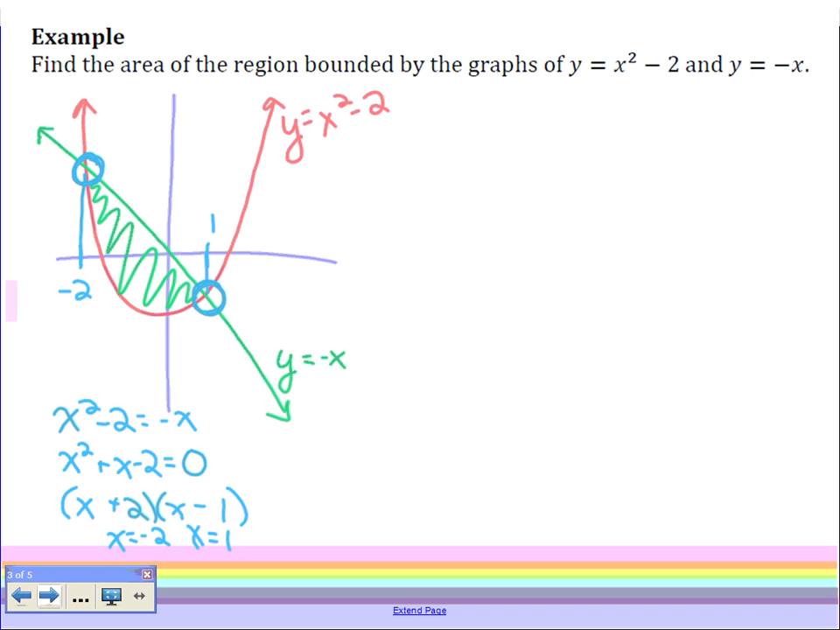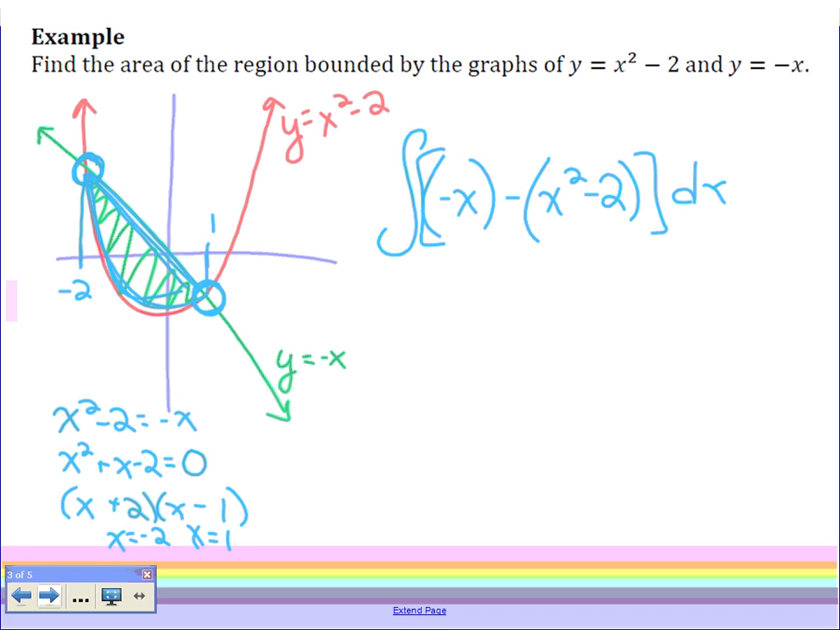These are the x values of the intercepts. So I'm going to integrate top function minus the bottom function, and you notice the top one is the negative x, and the bottom function in that interval is x squared minus 2, dx, and I'm integrating between negative 2 and 1. So I can't really simplify that at all, so let's just integrate. I have negative x squared over 2 minus x cubed over 3. This is minus a negative, so that's a plus 2. The integral of plus 2 is plus 2x.